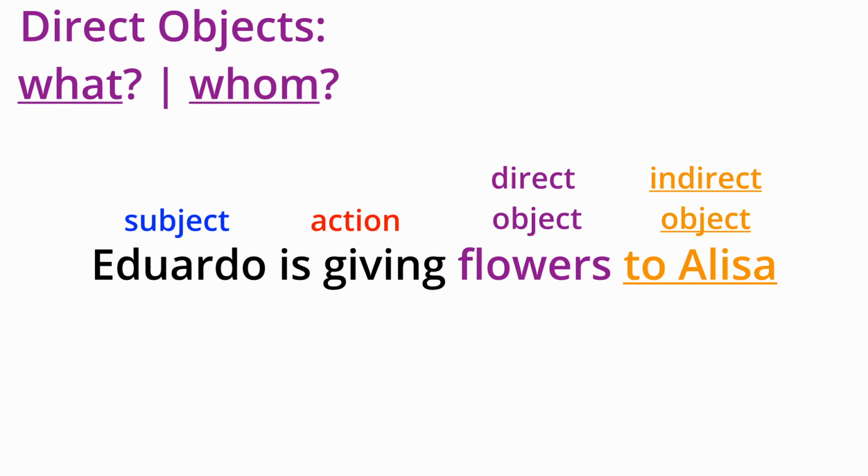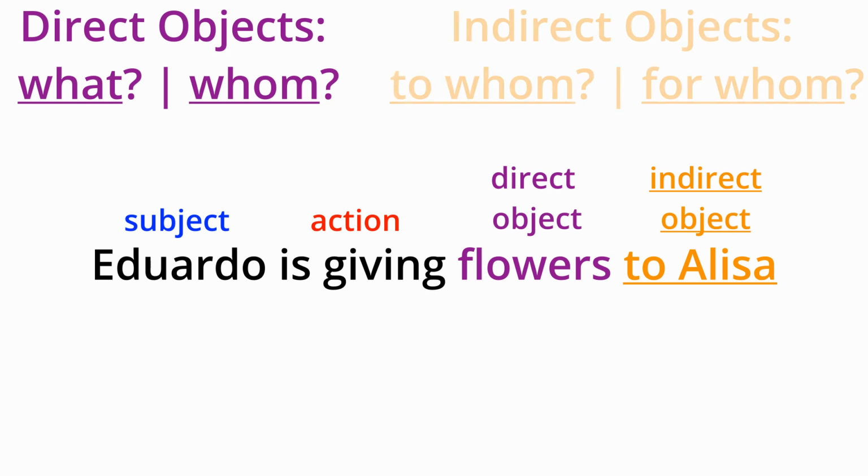It is only confusing because both flowers and Alisa are objects in this example, as both of them are receivers of the same action, which is giving. Since both of them are objects, the only thing that you need to always keep in mind is to remember the questions which they are supposed to answer. You already know well enough that direct objects answer the questions what or whom, and indirect objects answer the questions to whom or for whom. Look at the sentence again.